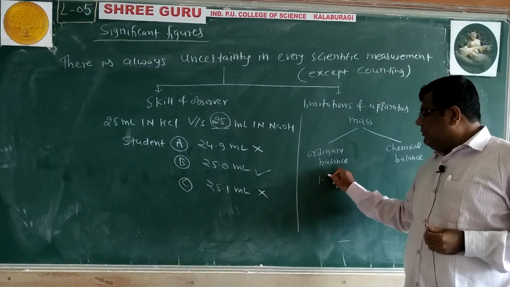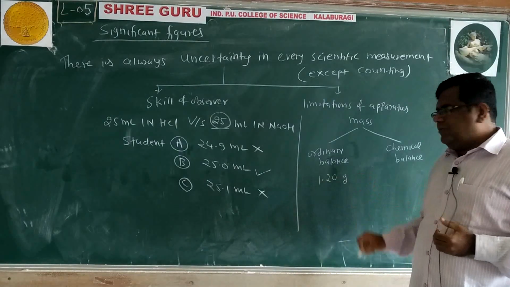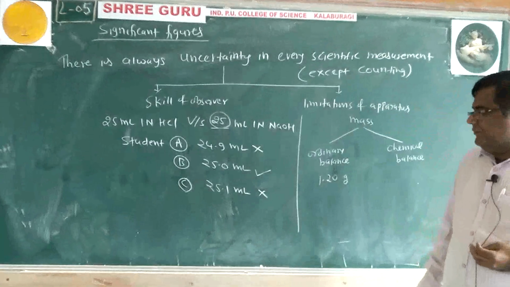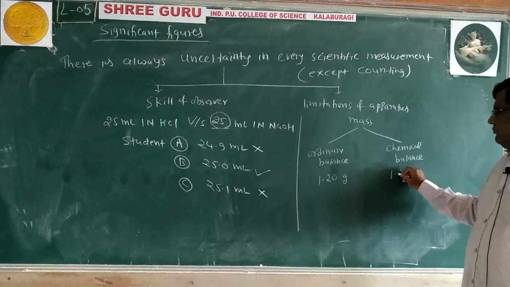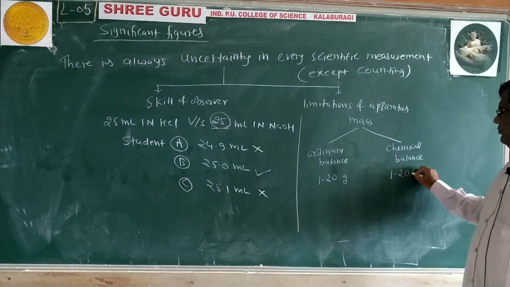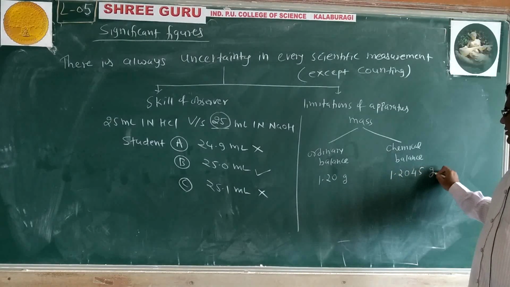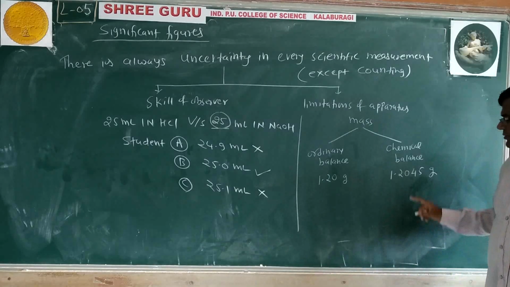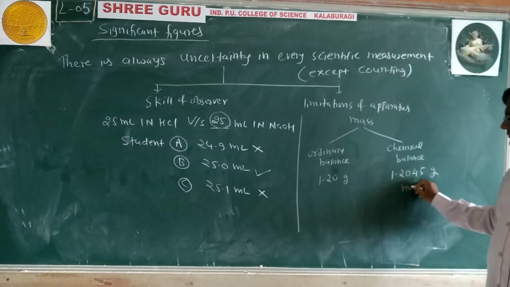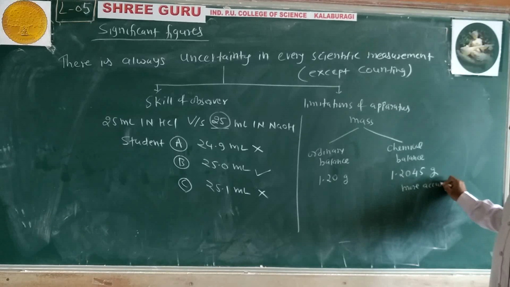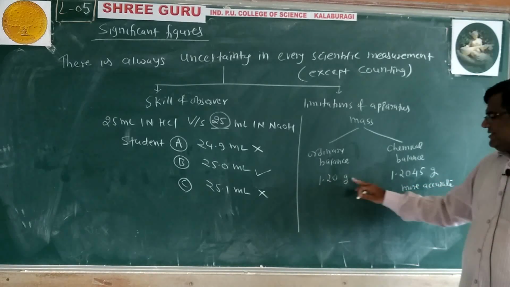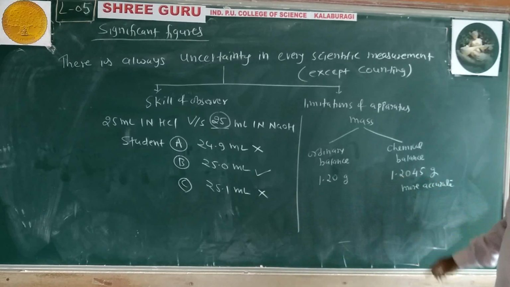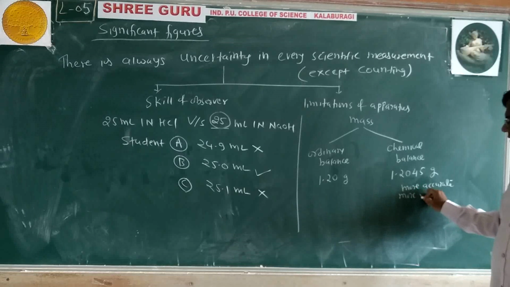You may get this 1.20 gram, and for chemical balance you get 1.2045 gram. So this is supposed to be more accurate, because after the decimal point here only 2 places are there and here 4 places are there. So it is more accurate and it is more reliable.